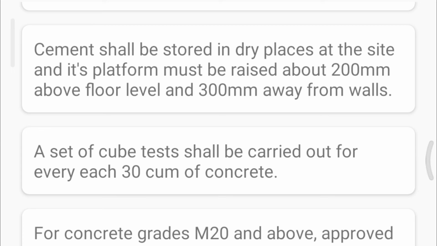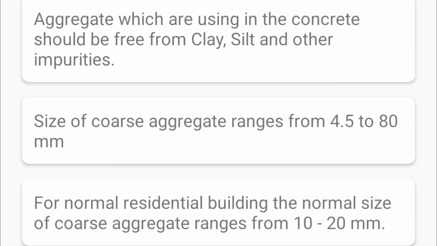So next point, a set of cube tests shall be carried out for each 30 cubic meter of concrete. For concrete grades M20 and above, approved admixtures shall be used as per the mix design requirements. So next point, aggregates which are used in the concrete shall be free from clay, silt and other organic impurities.